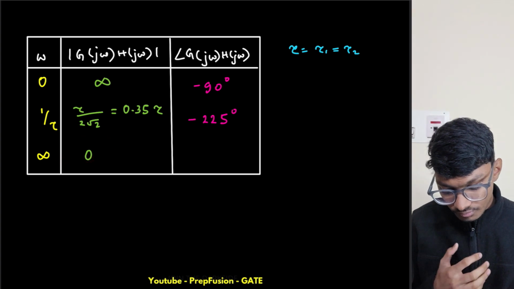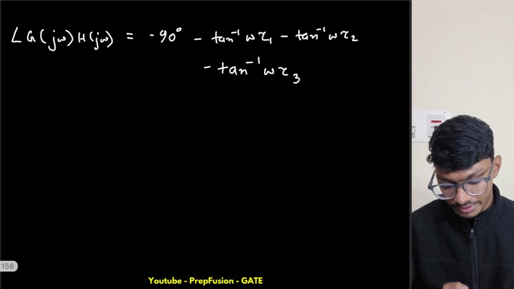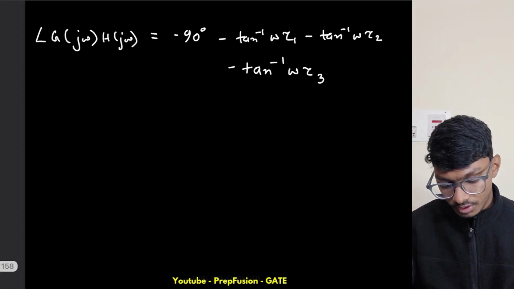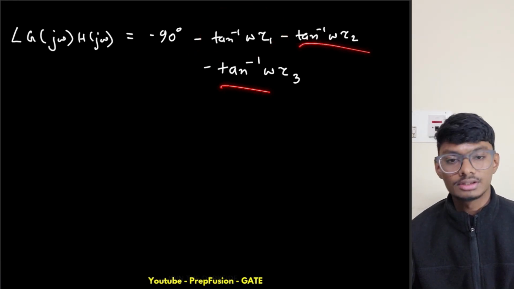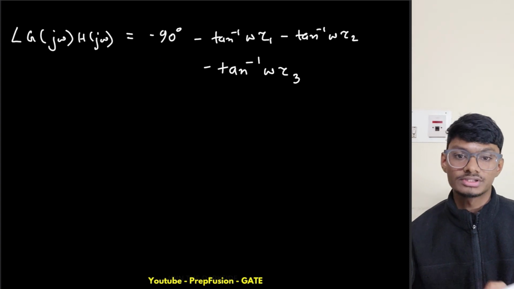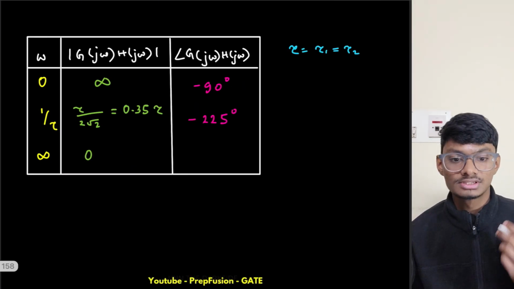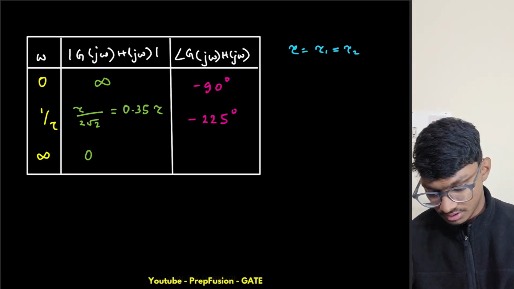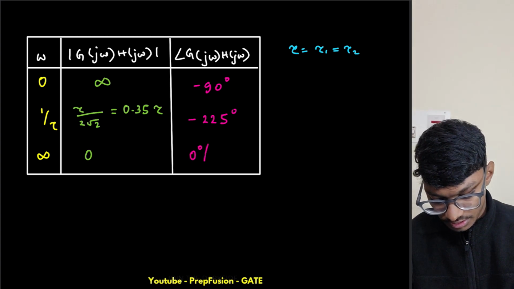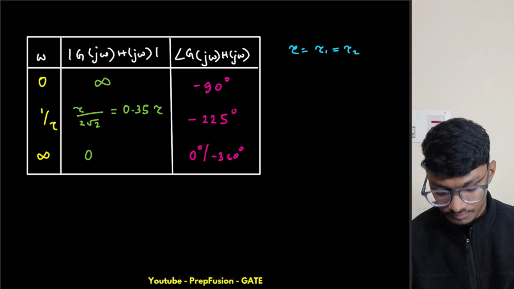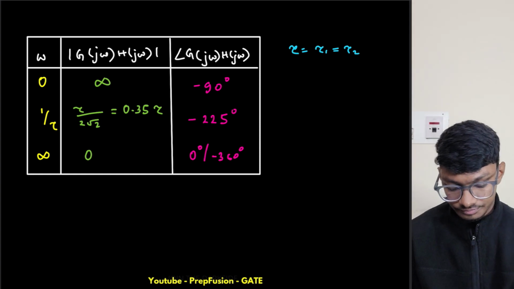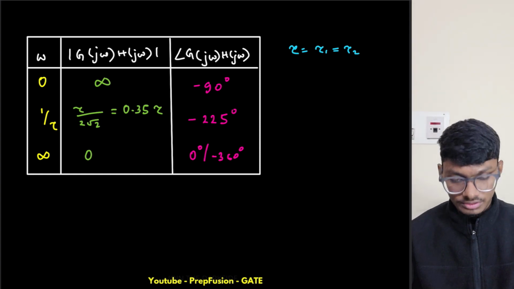And at omega goes to infinity, what do I get? Tan inverse infinity is 90, 90, 90. So minus 270 minus 90, so it is minus 360, or you can say it as 0 degrees, whatever you want to call it. Now let's plot this one.